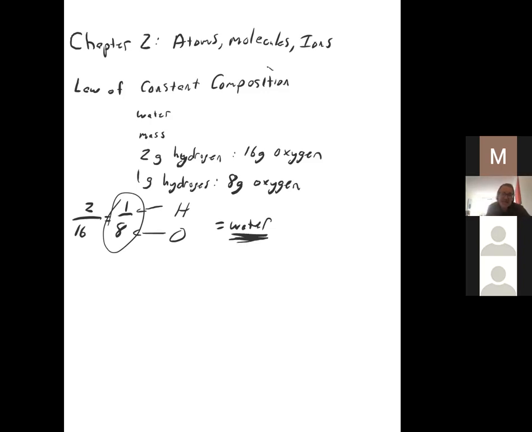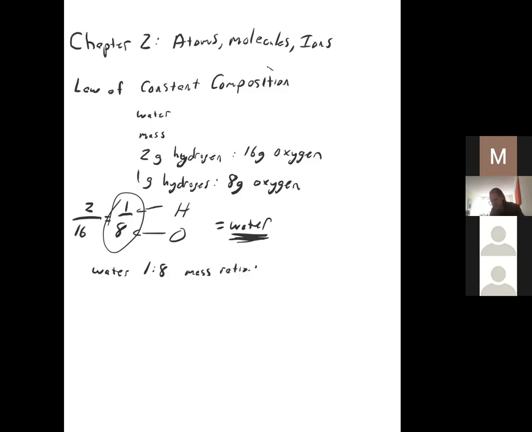Probably can't be anything else, right? There aren't a lot of compounds that are just oxygen and hydrogen. There's only a few. But if it's 1 to 8 or 2 to 16, it's got to be water. And so what that does is it means that if you take some substance and you decompose it into its elements, you can tell what that substance is if you know what those ratios are. So water is 1 to 8 as a mass ratio.